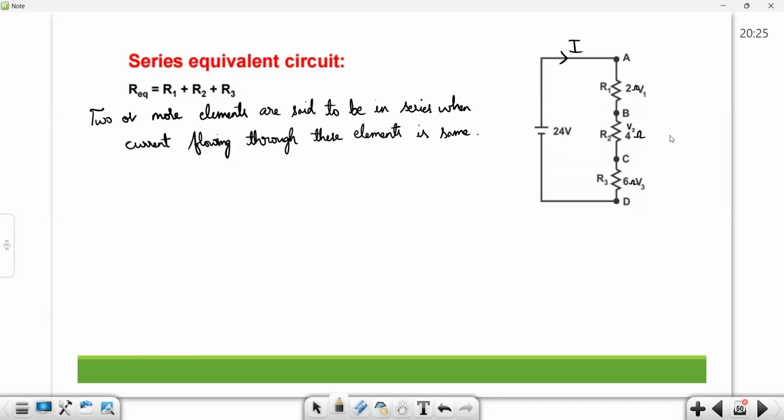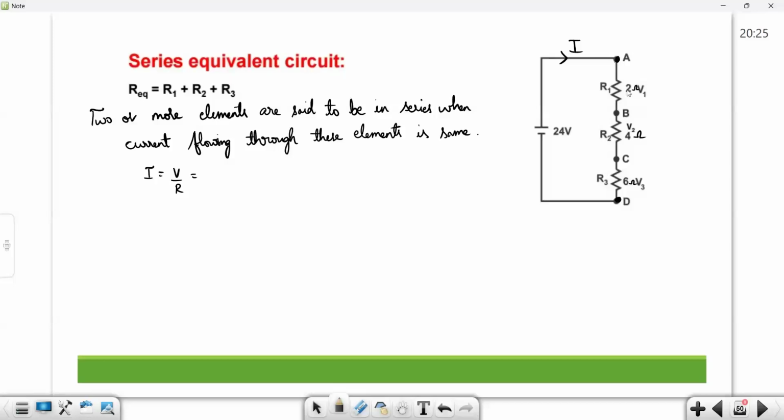When they are in series, the total resistance will be equal to the addition of all, that much only: R1 plus R2 plus R3. Is it clear? Simple thing. If you add these resistances which are in series, it will be the equivalent series resistance. Now, what will be the value of current from this problem? We'll see. I is equal to V by R, where R is the total resistance, right?